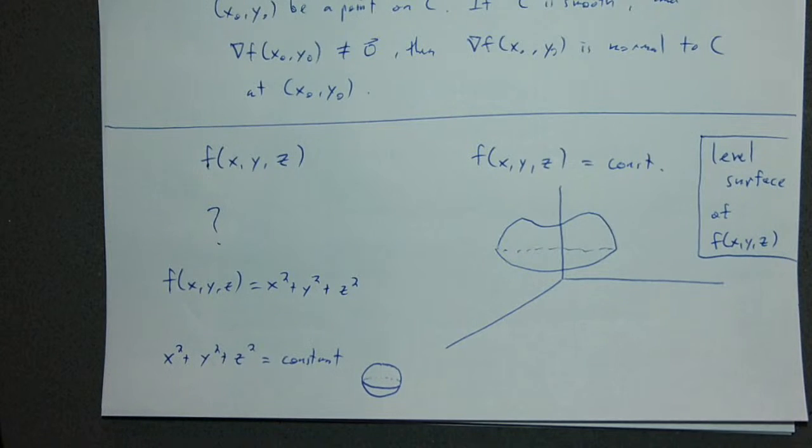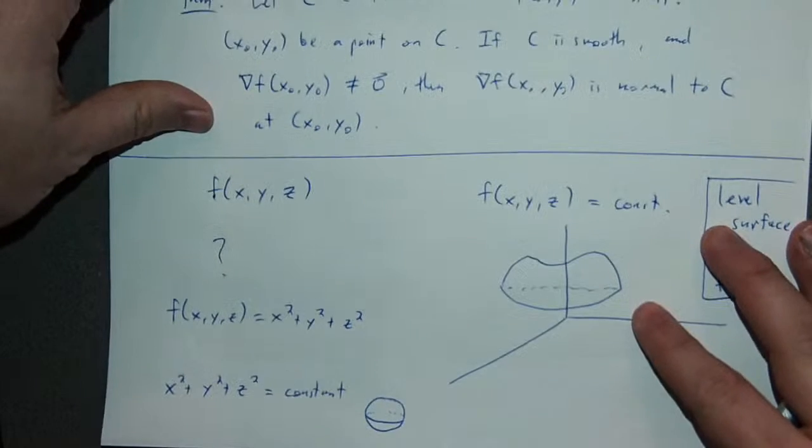Okay. So I took a function of three variables, set it equal to a constant. What I get is a surface. In general, it's some surface that's not the graph of a function. That doesn't have to be the case. In fact, as it turns out, every function of two variables, the graph of it can be realized as a level surface. So here is the absolutely key fact.